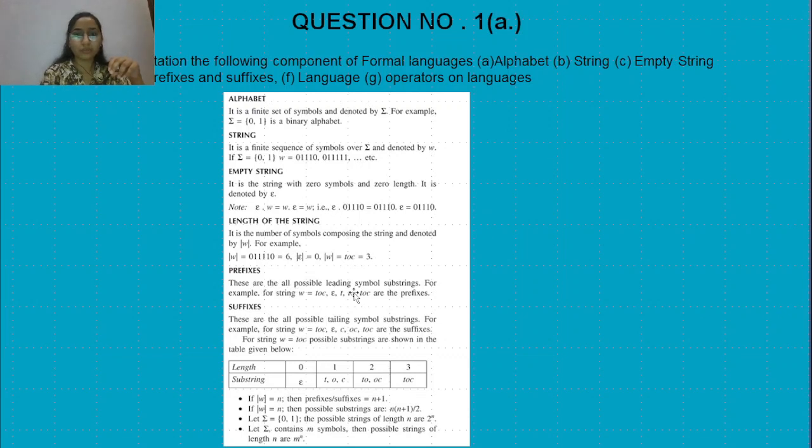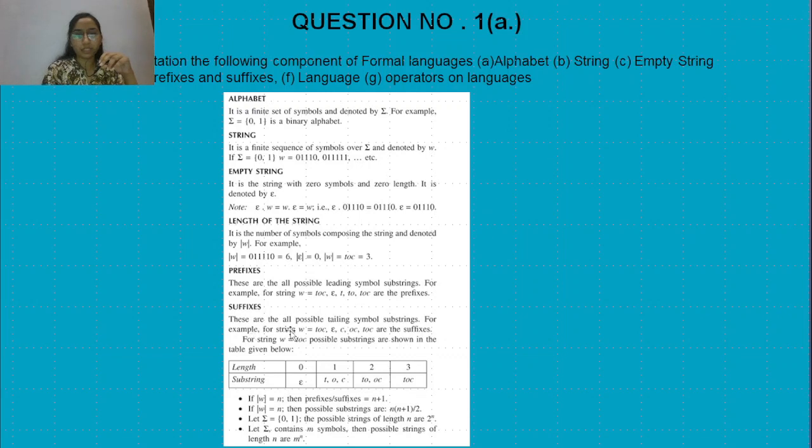Now prefix. These are all the possible leading substrings. For example, for string W equal to TOC: epsilon, T, TO, TOC. Prefix means the leading parts of a string. So for the word TOC, the first prefix will be our empty string, second will be the first alphabet in our string, that is T, then TO, then TOC. So these are all the prefixes.